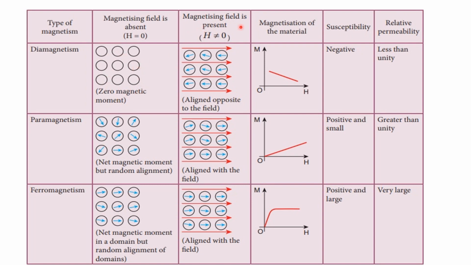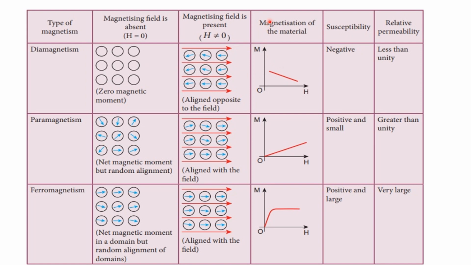When the magnetizing field is absent, you can see how it is, without any spins being aligned. Then when the magnetizing field is present, the spins are in fact aligned opposite to the field. Okay, the field is along this direction. You can see the spins aligned opposite.